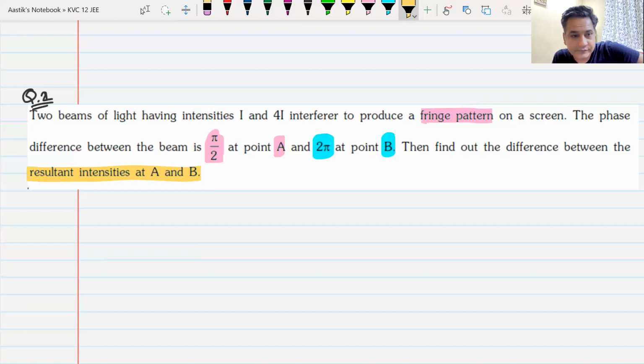Sir, at point A, intensity is 5i. Beta, I want the final answer. The final answer is the difference between the resultant intensities. When this question comes in the JEE, they will give you all the options. They will give you 5i, 6i, 4i, 1i, whatever. So give me the final answer. That is correct, but that is not the answer.